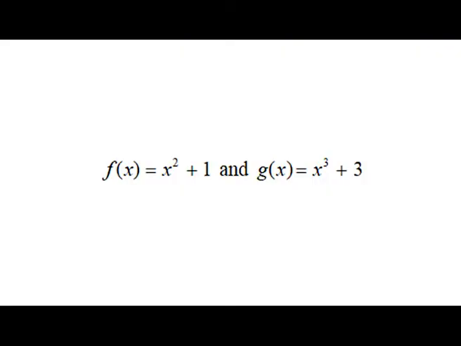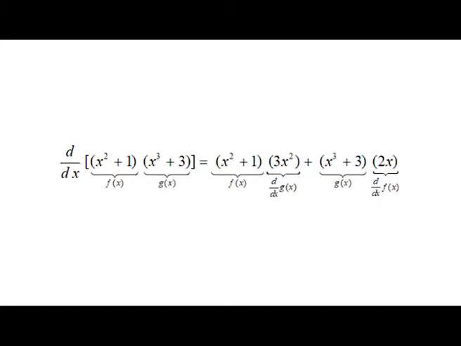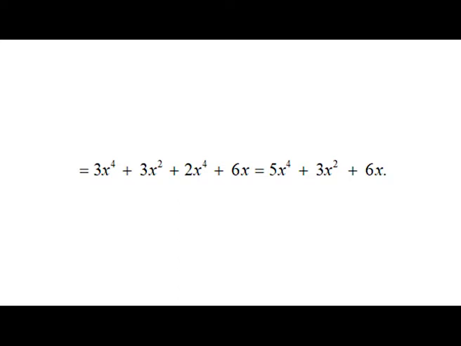From the product rule with f(x) = x² + 1 and g(x) = x³ + 3, we find d/dx of (x² + 1)(x³ + 3), which is equal to (x² + 1)(3x²) + (x³ + 3)(2x), which is equal to 3x⁴ + 3x² + 2x⁴ + 6x, which is equal to 5x⁴ + 3x² + 6x.